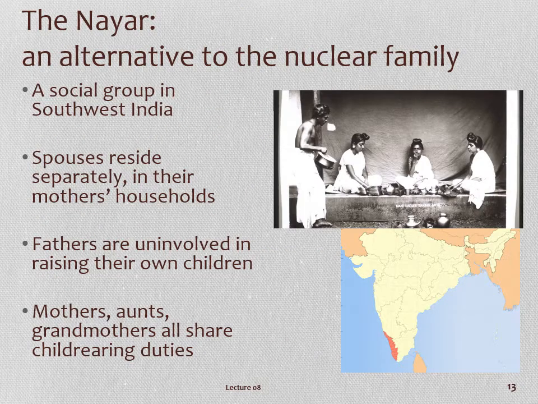Not all societies form households around nuclear families. For example, among the Nair of southwestern India, spouses reside separately and fathers play hardly any role in the raising of their biological children. Mothers play a role in the lives of their children, but no more important of a role than aunts, grandmothers, etc. Thus, the father, mother, son, daughter nucleus is broken up.